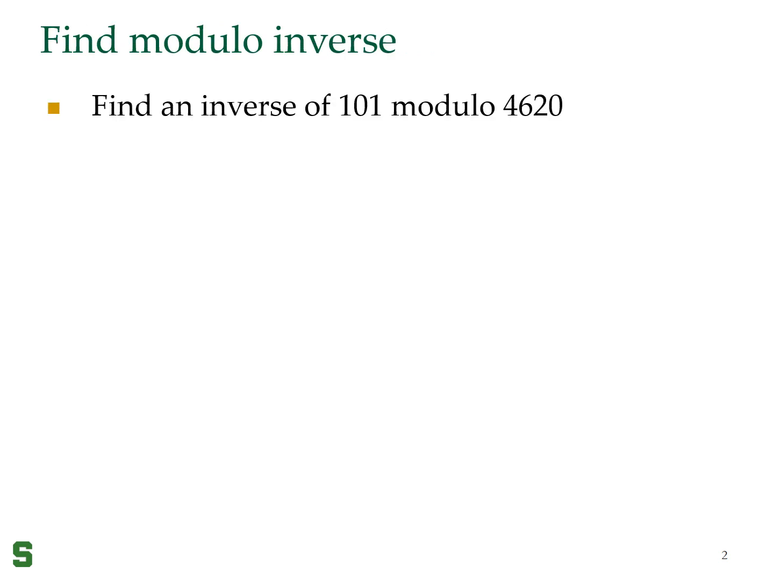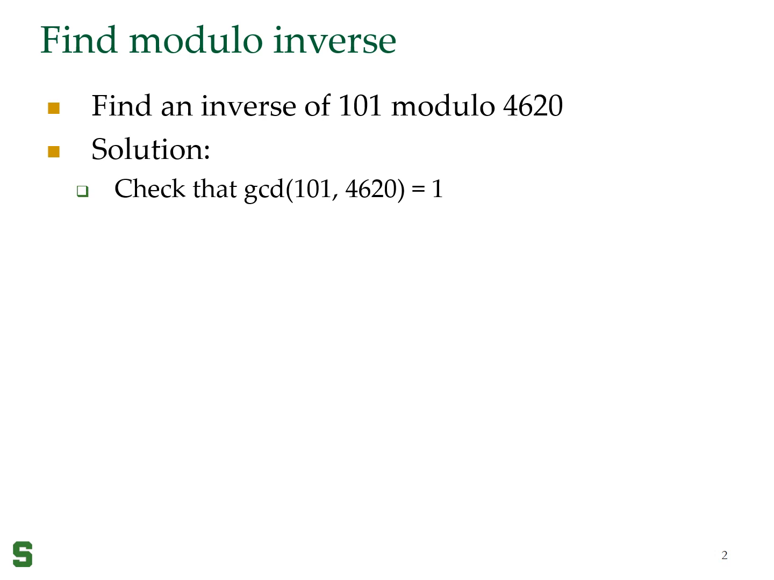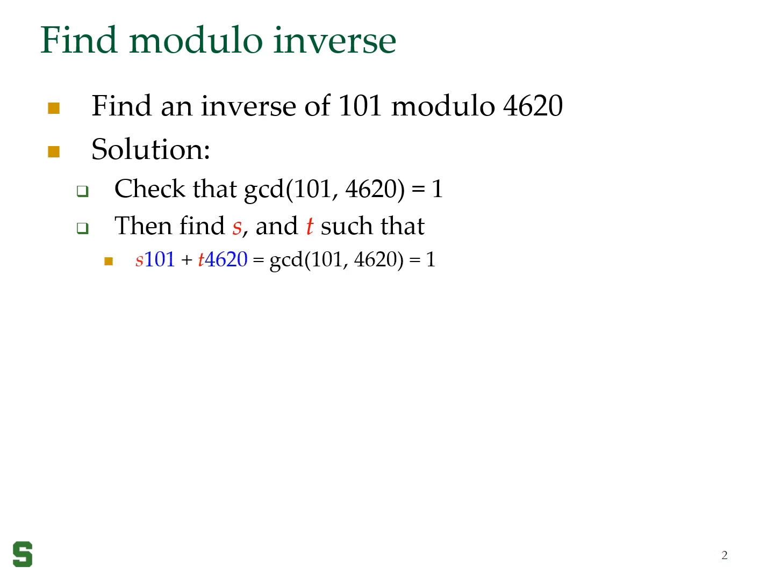So let's look at an example. We want to find the inverse of 101 in modulo 4620 arithmetic. So what we are going to do is, first we are going to check that their GCD is 1. Then we are going to find S and T such that S times 101 plus T times 4620 is equal to 1.